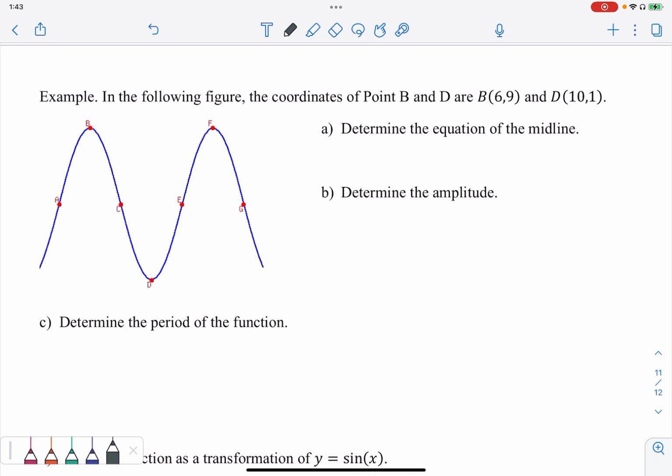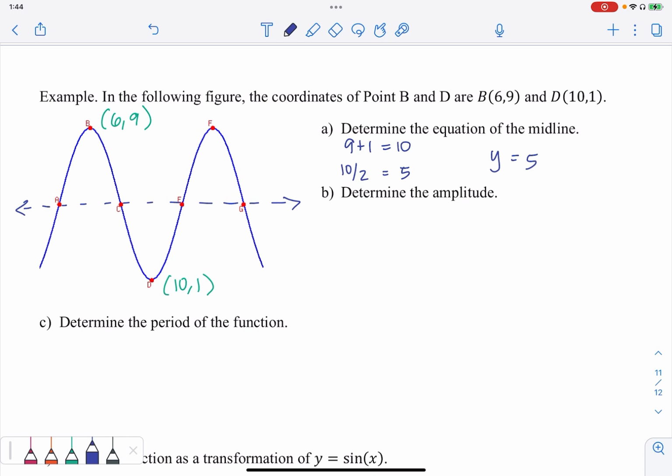Well, we can do so after we label our points. B is (6, 9), and D is (10, 1). What would the equation of the midline be? It would be halfway in between. So I really need the average of those y values. 9 plus 1 is 10. 10 divided by 2 is 5. So y equals 5 is the midline.